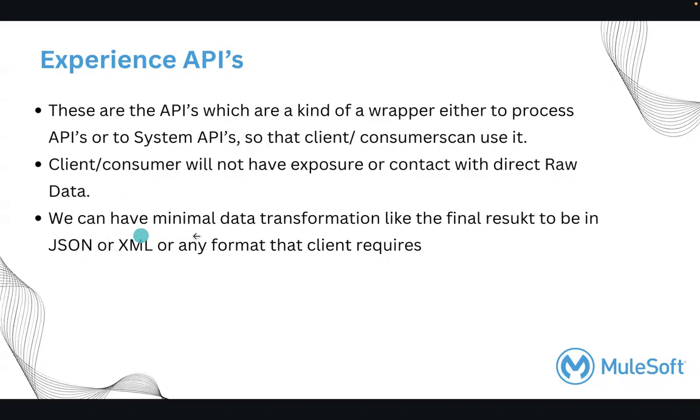We can have minimal data transformation, like the final result being in JSON or XML format. In our process layer we are aggregating from two different system layers, and that data we want to give to the end user in different formats. It could be JSON, XML, CSV, or any other format. We just want to give it in the particular format they want. That transformation we will do in the experience layer. Any doubt in the experience layer? Okay.